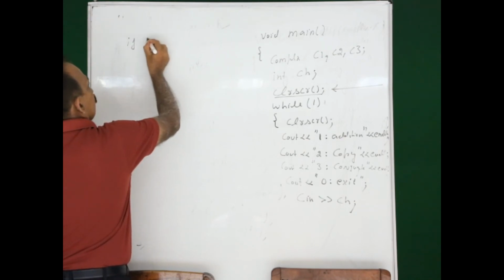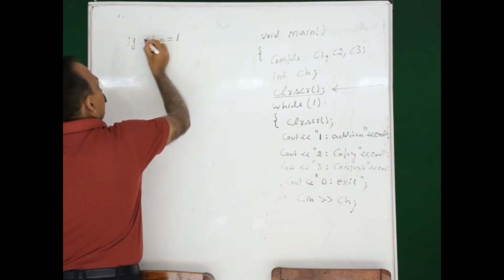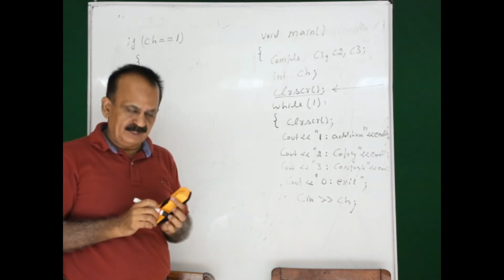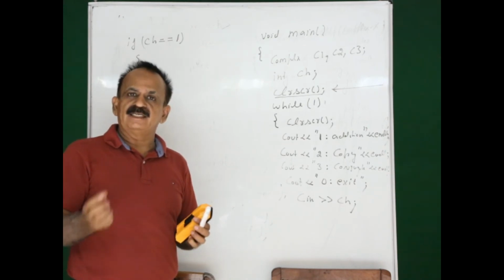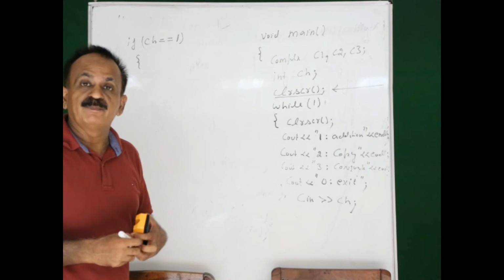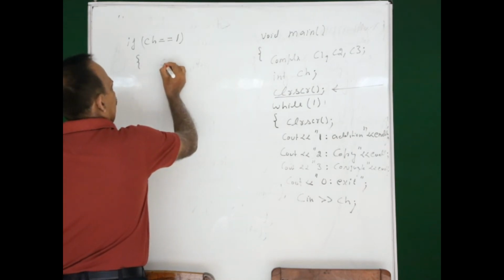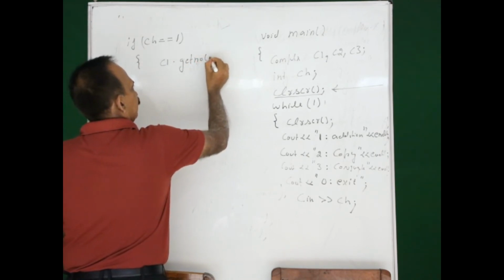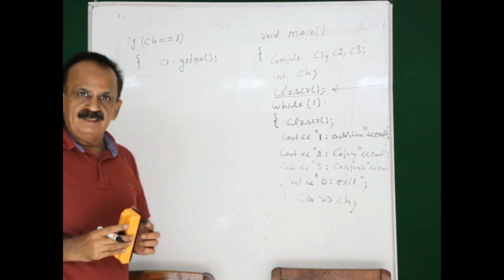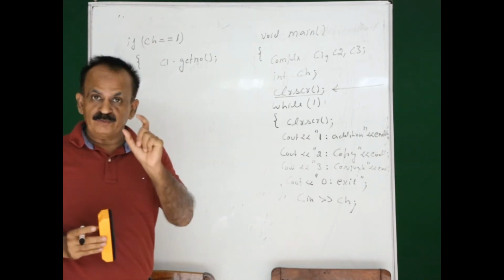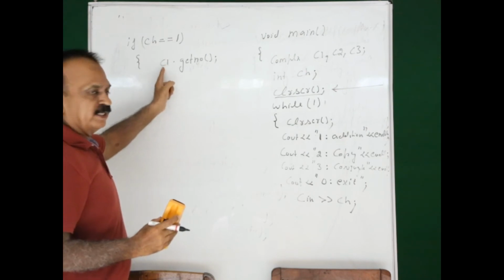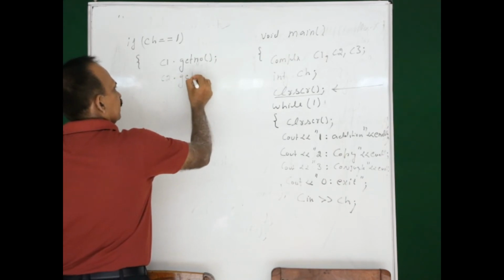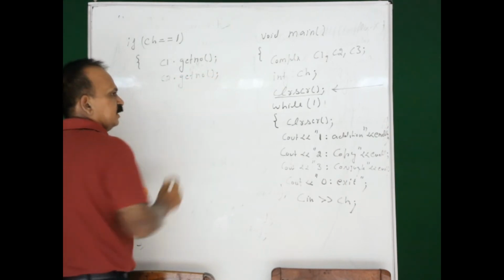If choice is 1, say the user's choice is 1. Now what is required? I need two complex numbers which are to be added, and the result is to be stored in the third one. Now I need the input of the first number. Very simple. I have an object C1 and the member function getnumber. This getnumber will be called with the object C1. Values which we will be entering will go to this object C1. Now I say C2.getnumber. The same I will be using now with C2.